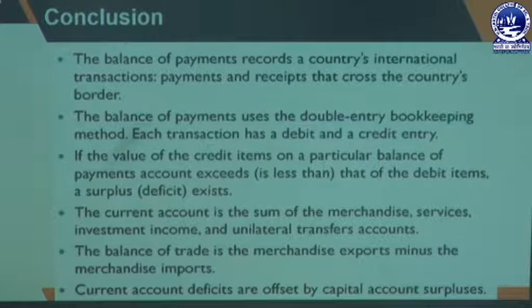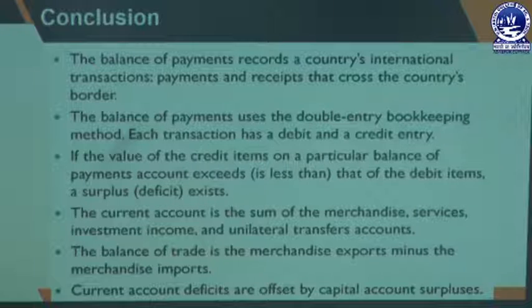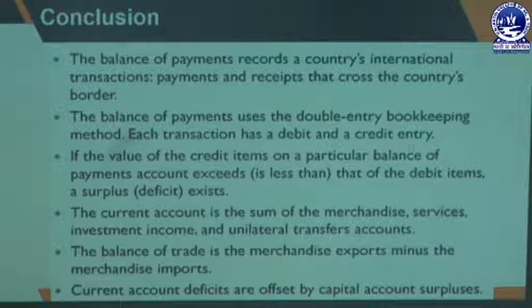So the balance of payment contains the debit side and credit side, the receipt side and payment side. When the receipt side is more than the payment side, that is known as a surplus balance of payment, and when the debit side is more than the credit side, that is known as a deficit balance of payment. The current account is the sum of the merchandise, services, investment income and unilateral transfers accounts. The balance of trade is the merchandise exports minus the merchandise imports.